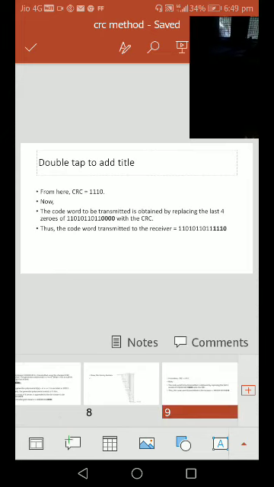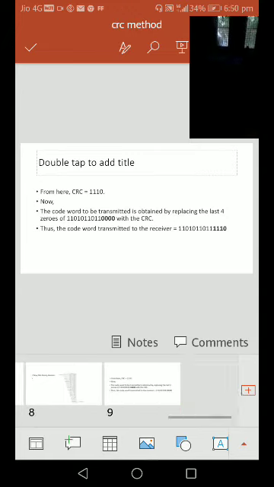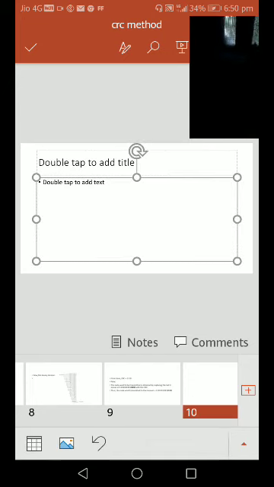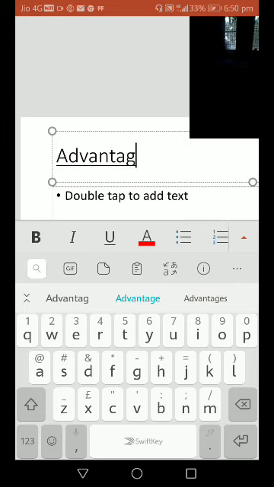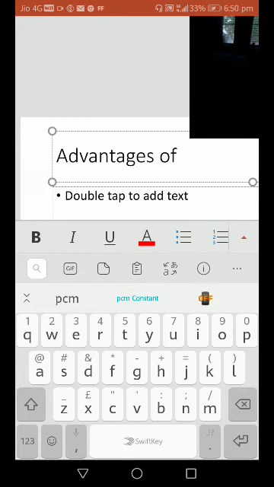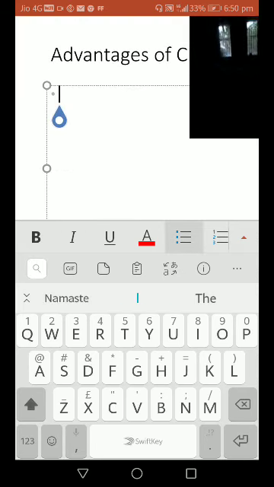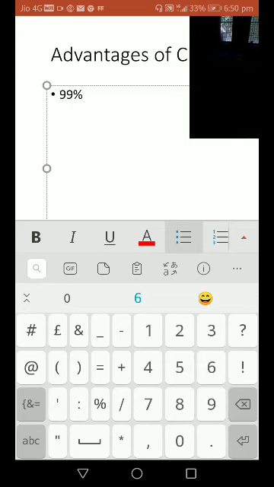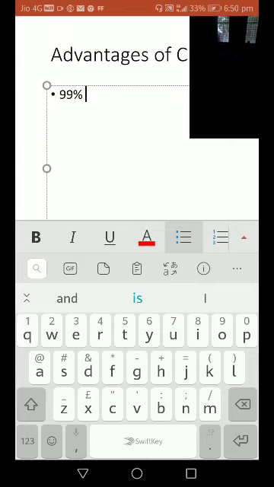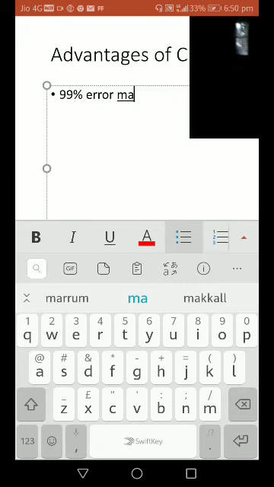Now, the advantages of the CRC method. It has 99.99% of errors that may be detected.